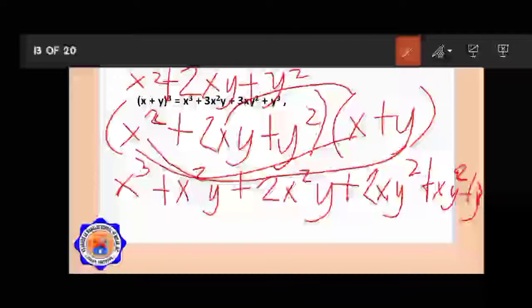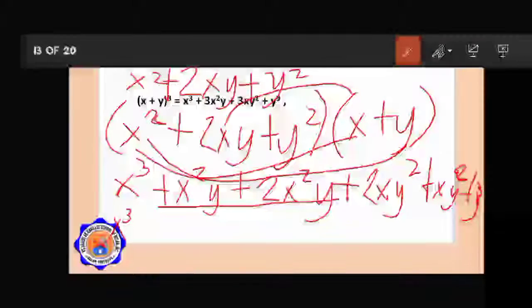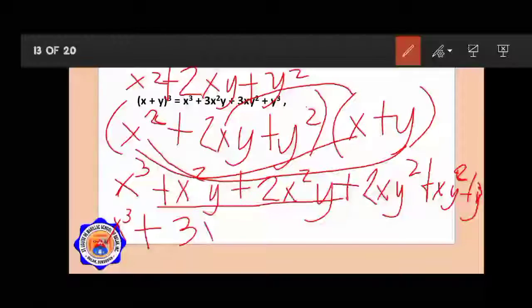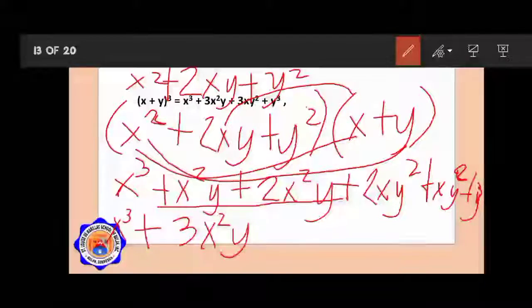So, since x cubed is nag-iisa lang, ikakopy na lang natin siya. So, x cubed. Then, next is x squared y. Kung makikita nyo, hindi sila magkaparehas ng numbers, pero parehas sila ng variables and exponents. So, pwede silang i-combine as 1. So, positive x squared times y plus 2x squared times y is equal to positive 3x squared y.